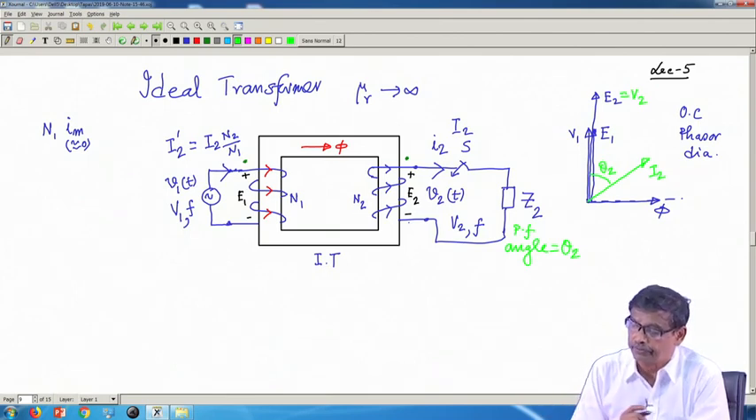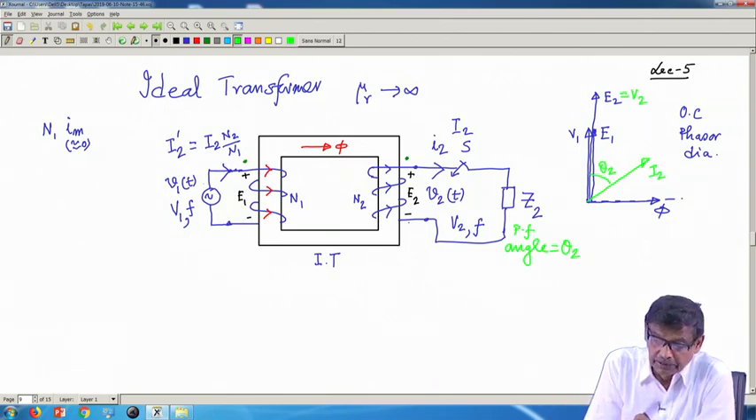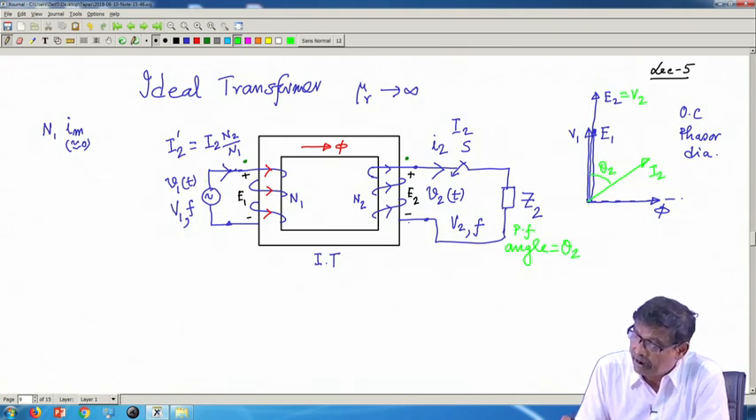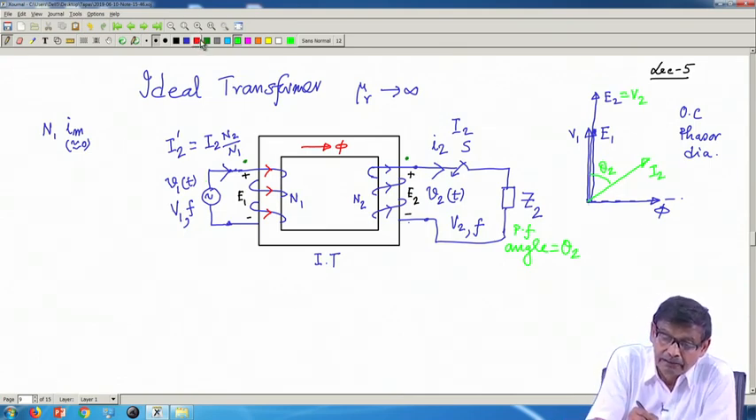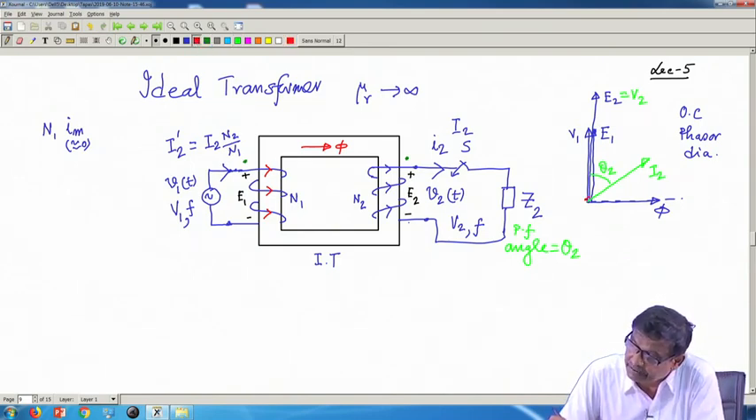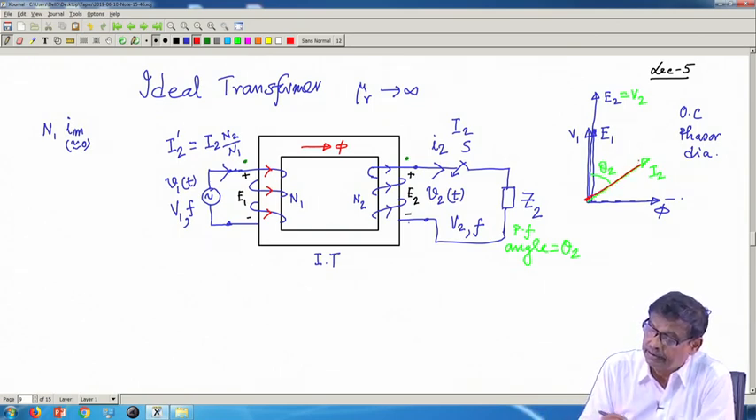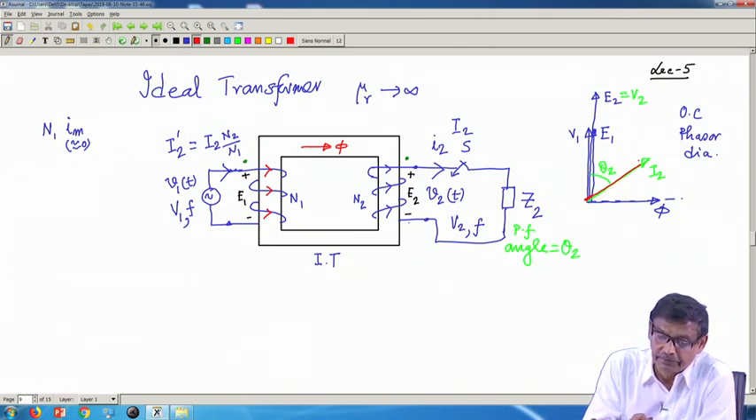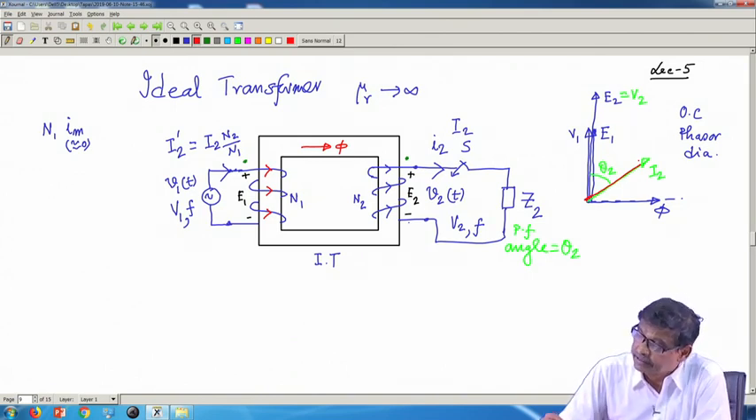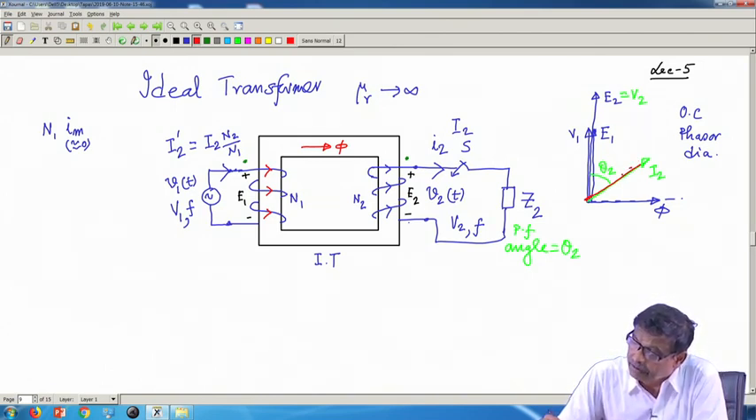So, this will be I2. And what will be the primary current? Primary current will be, let me use another color, in the same phase as I2, but its length will be different, because it is multiplied with the ratio N2 by N1. So, if N2 is greater than N1, it will be like this.